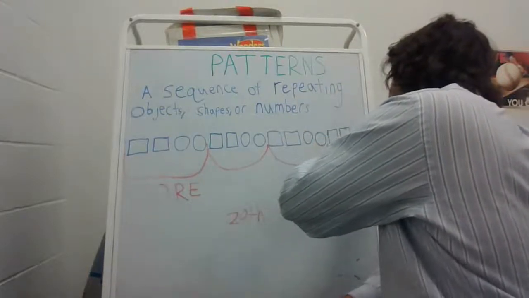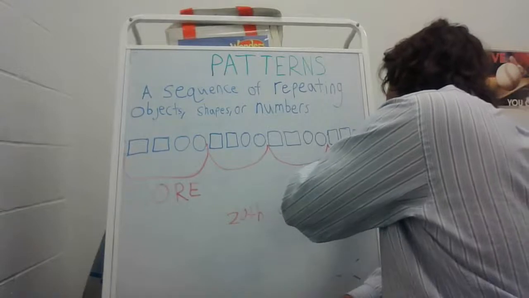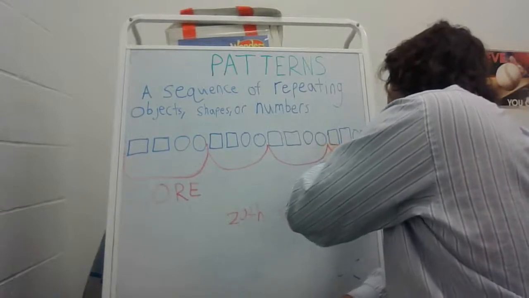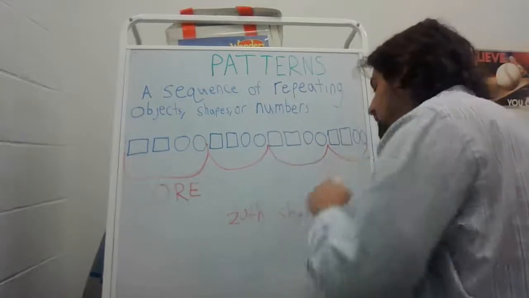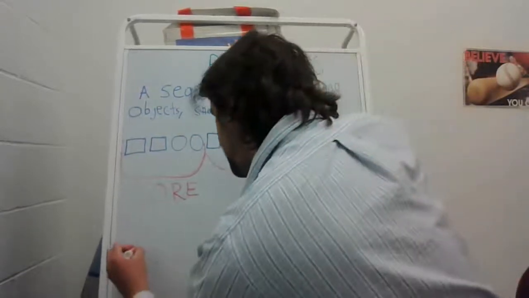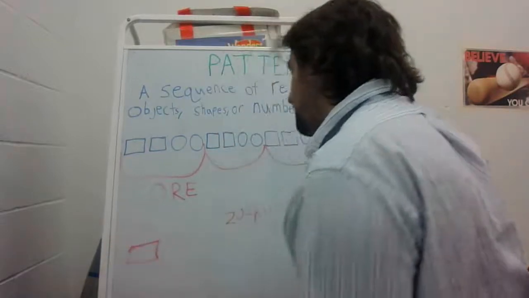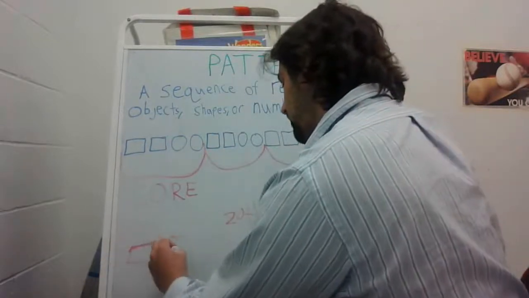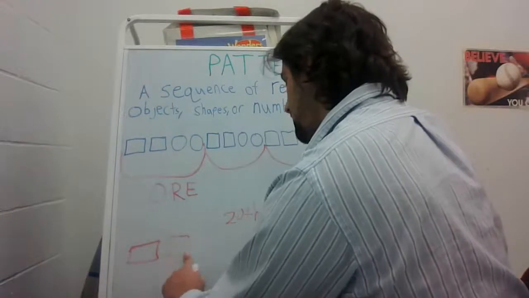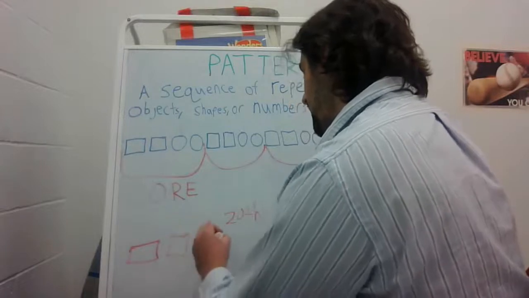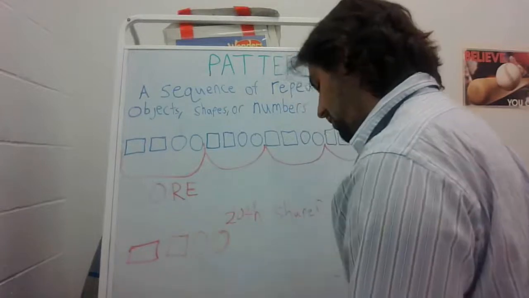So the 16th shape in the pattern is a circle, and I know the 17th shape is going to restart the pattern. So we have square, square, circle, circle. The 17th shape is going to be a square. The 18th shape is going to be a square. The 19th shape, let me make a neater square than that, is going to be a circle. And the 20th shape is going to be a circle.